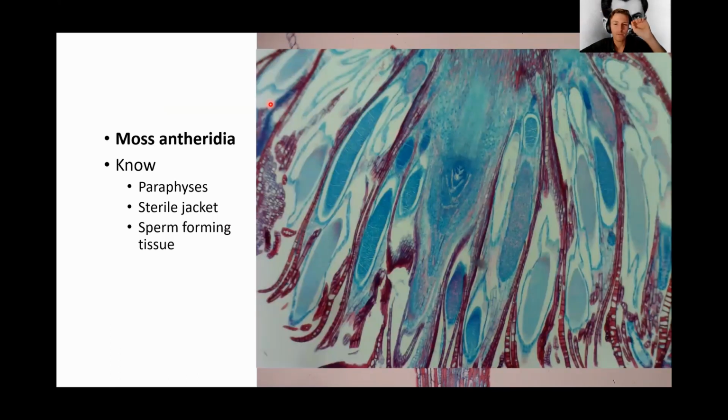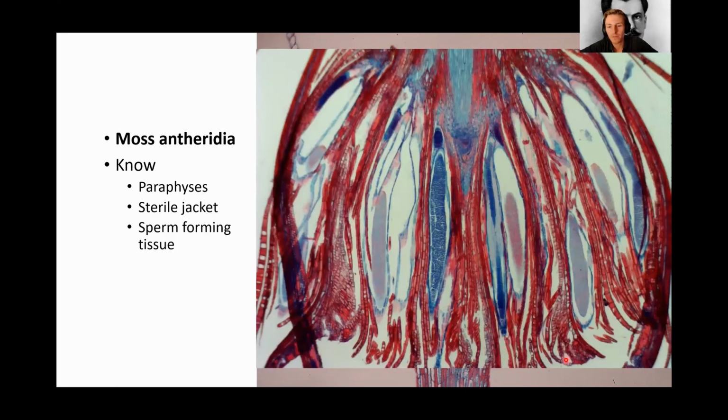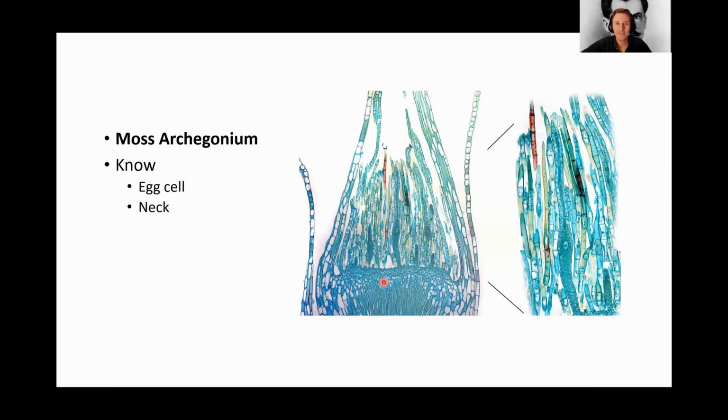But there's another example. Here's another slide. Same thing, same exact thing. This is the sperm forming tissue, sterile jacket, paraphyses right over here. Same thing as well, paraphyses, just more examples. Sperm forming tissue, sterile jacket around the sperm forming tissue. All right, so know that you will be tested on it probably.